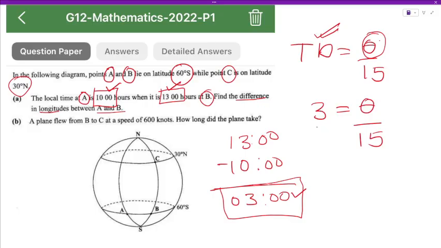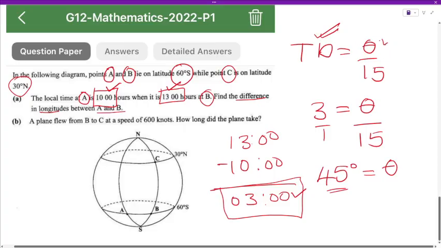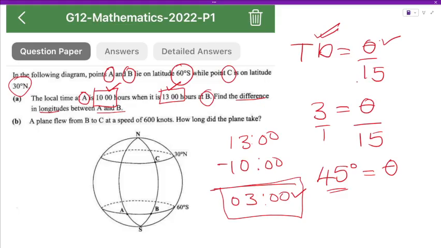Alright, so when I cross multiply, it's going to be 3 times 15. That will give me 45 degrees. Therefore the difference in longitudes is going to be 45 degrees, because we said in this formula TD, our theta is a difference in longitudes between the 2 points whose time we're trying to calculate. So that's how we solve that one. Is that clear?